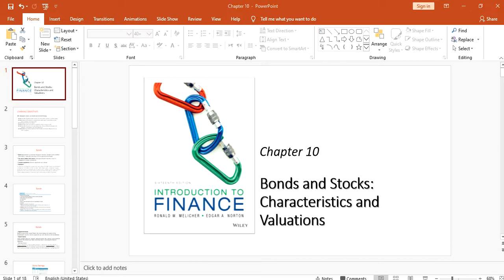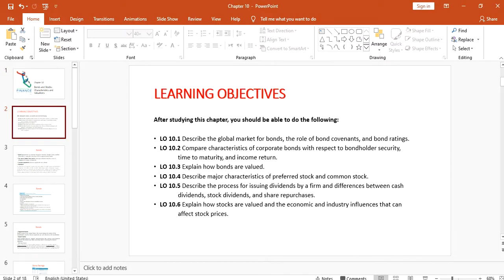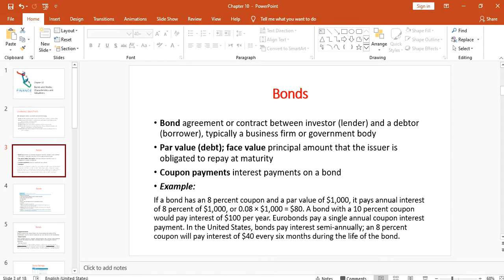Yeah, hello again. Today we are going to cover chapter 10, bonds and stocks. What are the characteristics and the simple valuation of them? So our chapter starts first by bonds. What are bonds actually?